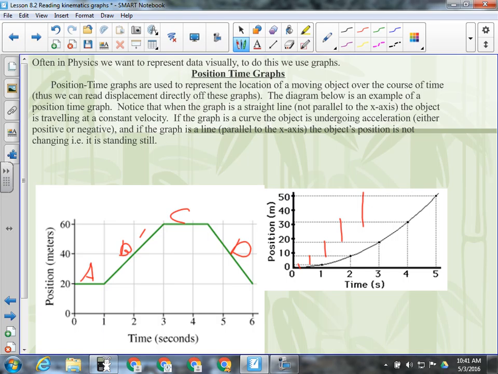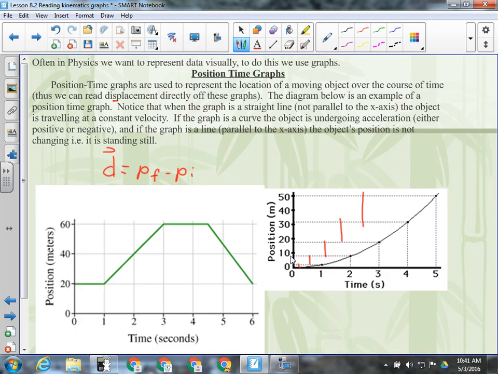Making sense? All right. So position time graphs are used to represent the location of a moving object over the course of time, and so we can read displacement right off of these graphs. On your formula sheet is this formula. Displacement is final position minus initial position. Obviously that's what displacement finds, your change, how far and in what direction you have gone. In other words, your change in position.